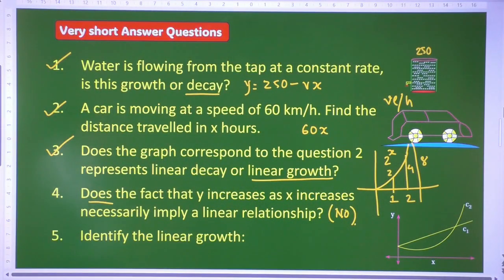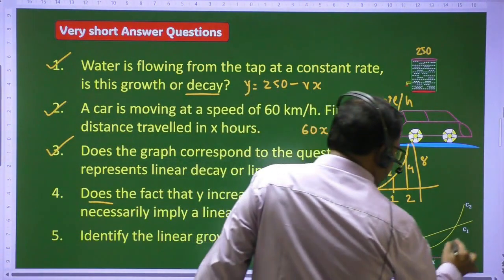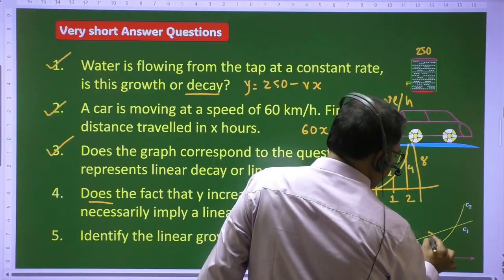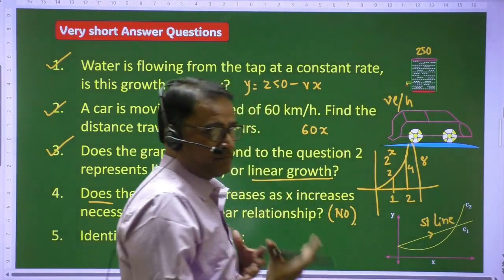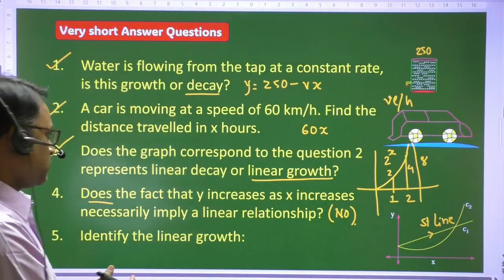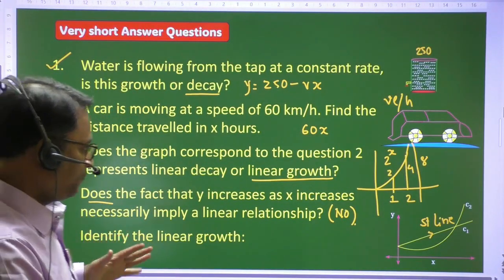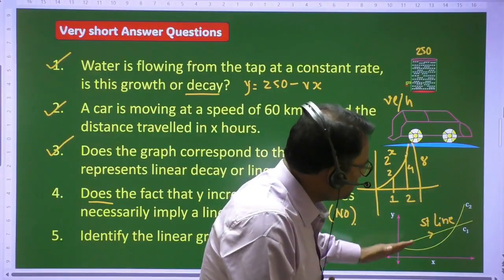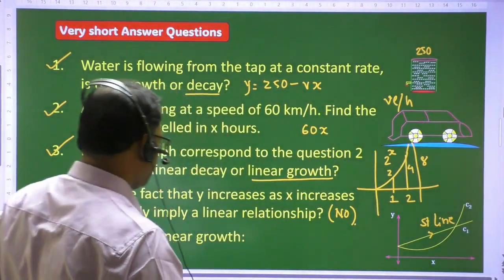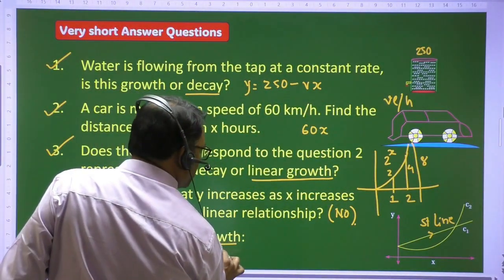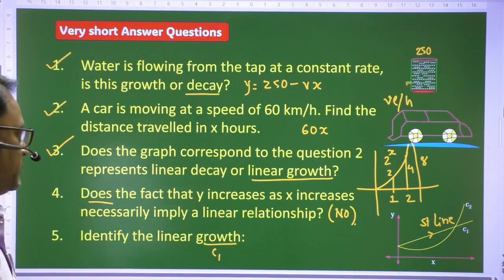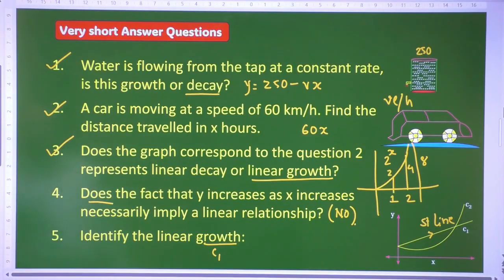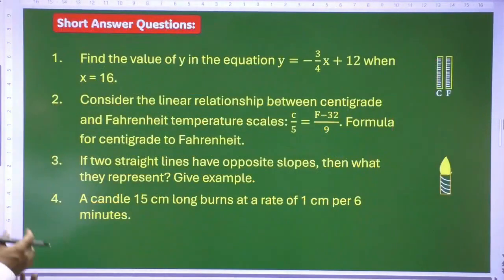Identify the linear growth. There are two curves given. One curve, C1, looks like this, and another is the straight line. Every straight line represents either growth or decay. Here it is pointing in the upward direction, so it is growth, denoted by C1. Why not C2? Because it is not a straight line, it is a curved line.